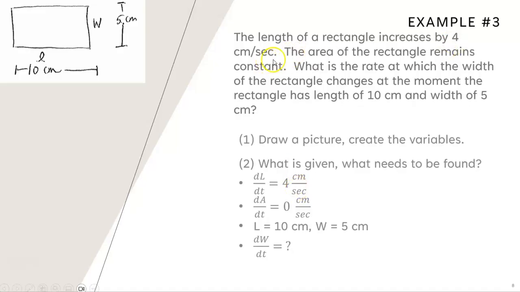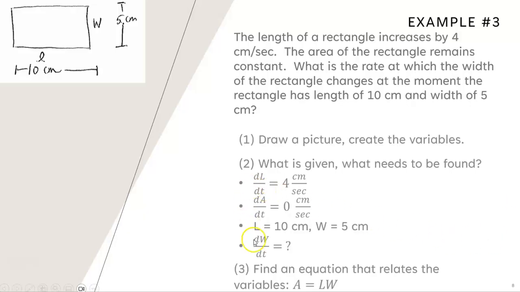The area remains constant. That's kind of a hint at another thing. So if the area is constant and it's not changing, that means dA/dt is 0. That should be centimeters squared per second. Sorry. And we want to find the rate at which the width changes at the moment the rectangle has length of 10 centimeters, width of 5 centimeters. So the rate we want is dw/dt. So we ask ourselves, we have dl/dt and we have dA/dt.